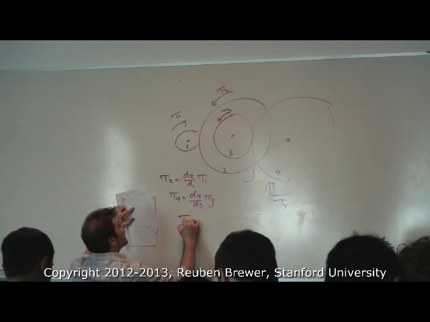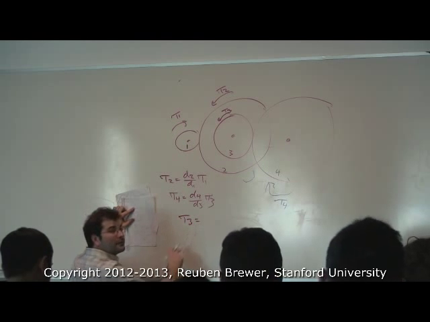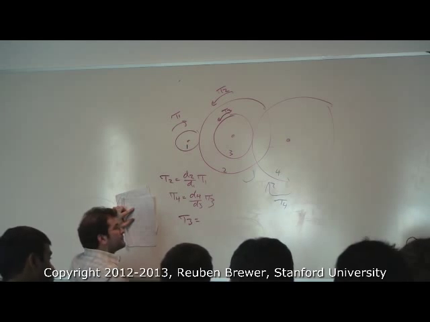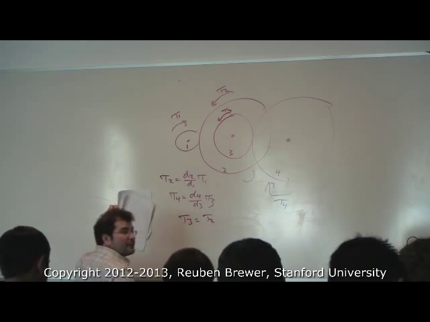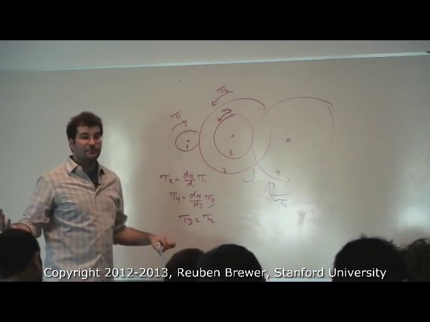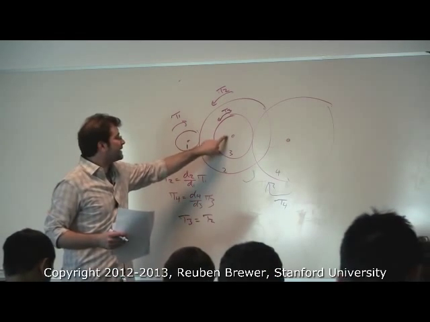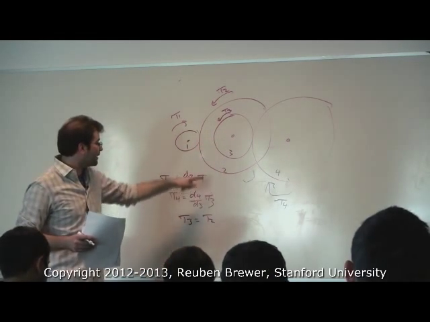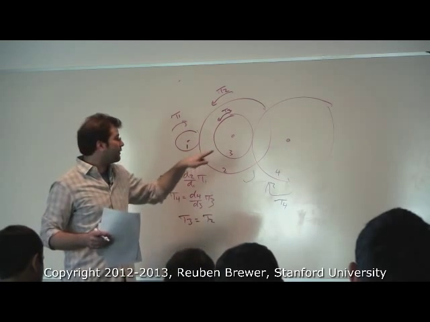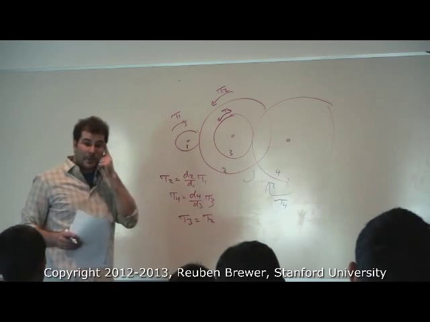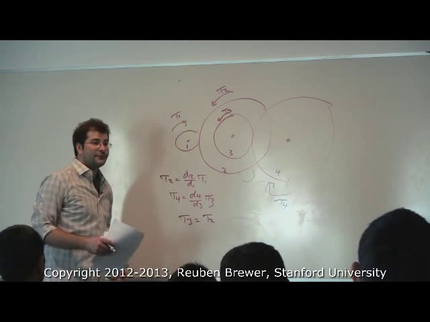What's missing is that tau 3 equals what? Tau 2. And why is that? They're rigidly coupled. This is the exact same part. I can't separate them. Any torque I put on 2, I put on 3. Any torque I put on 3, I put on 2. That's why tau 3 equals tau 2.